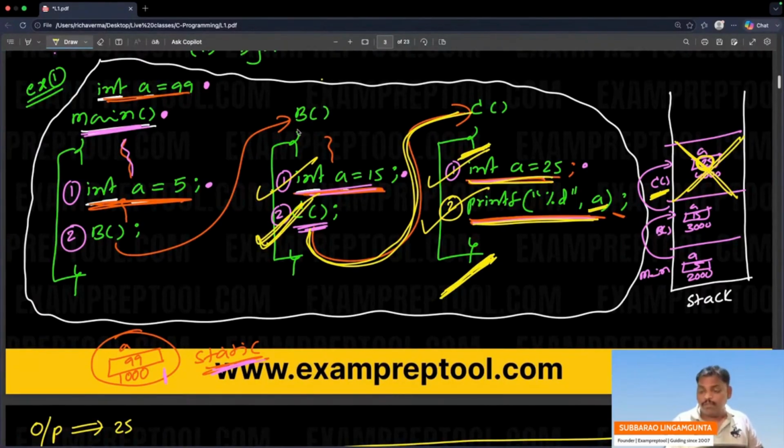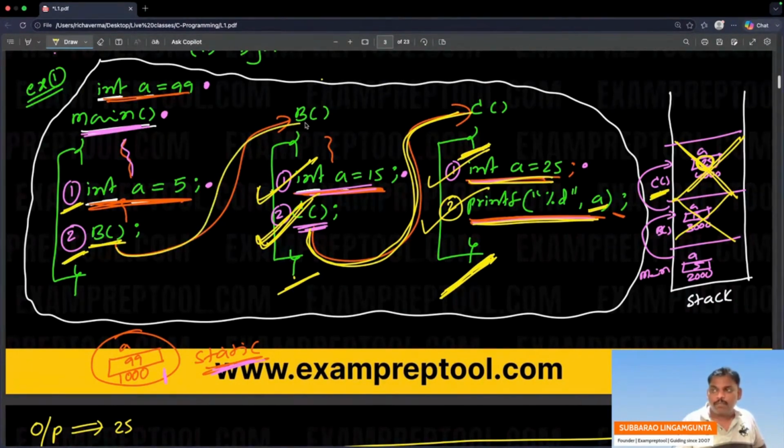But remember, in B, the first line was over, then I went to the second line. Now, because the second line is also over, B is completed. Closed bracket means completed. One more thing: you came to B from where? Here, the second line. But without completing the first line, how can you come to the second line? So the first line was over, then you came to the second line. When you say the B function is completed, that means the second line is over, and the first line was already over. That means main is also over.